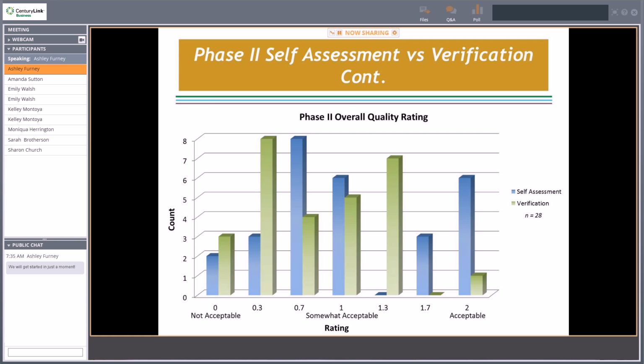And then we see a similar difference between the 1.3 and 2 range. So CCBs are rating closer to acceptable, while the state's rating closer to somewhat acceptable. And again, that's largely impacted by the IFSP outcomes discrepancies. So as we work towards more comfortability with rating that section, we'll see these scores get closer together.